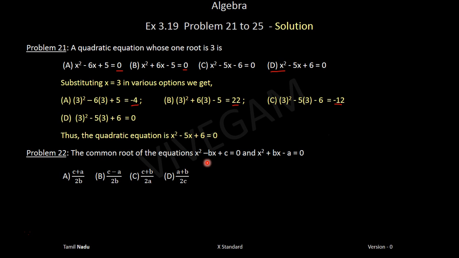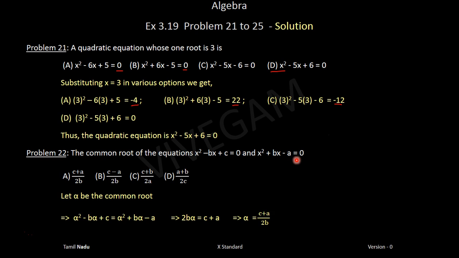True. So if I say alpha is the root of this equation, then alpha square minus b alpha plus c will be equal to 0. Similarly, alpha square plus b alpha minus a will be equal to 0, because it's a common root. Any root, if you substitute in that equation, it will prove that equation. That is a key point you'll have to remember.